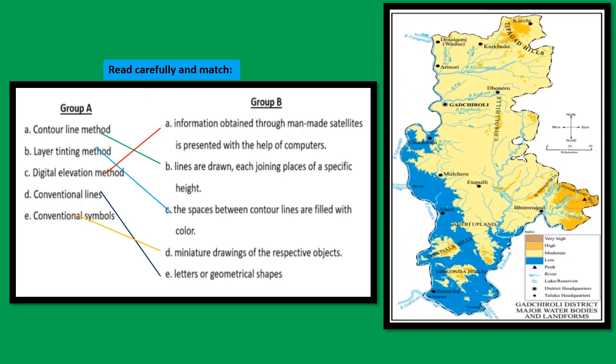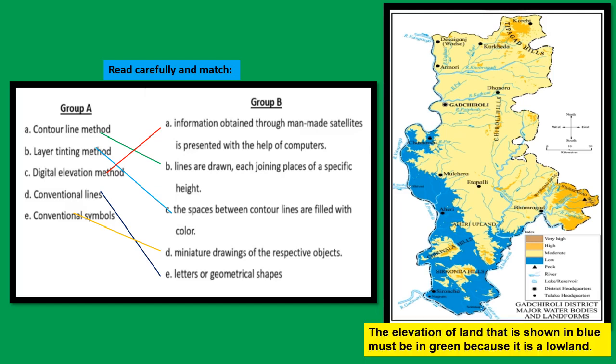Now look at this map. The given map shows the height through the use of colors. However, one color representation is wrong. Find which color would be correct in its place. Look at the index and identify, children. Yes, correct. The elevation of land that is shown in blue must be in green because it is a lowland as per the index. And it is not a water body like a river or a lake. You know very well that only water bodies are shaded in blue on topographic maps.